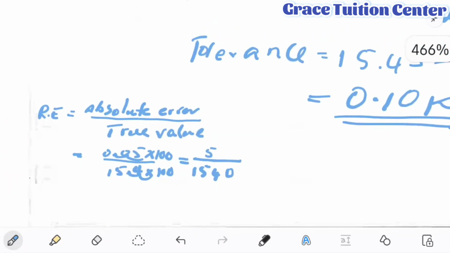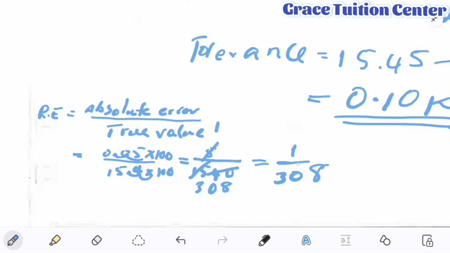5 over 1540. So I can go ahead here and divide. 5 into 5, 1. 5 into 15, 3. 5 into 5, 1. 5 into 4, it can't, so I put a 0 there. 5 into 5, it can't, and then I have to get the 4 and the 0 together. 5 into 40, I get 8. So my answer is 1 over 308.